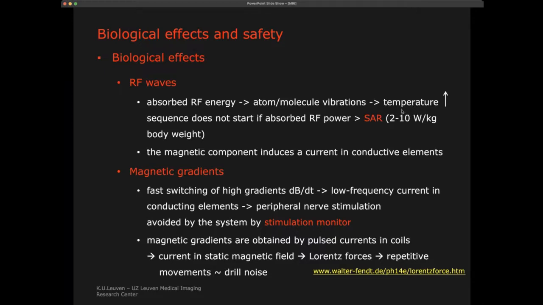And so there's a maximal energy that you can use for the RF waves in order to do that. Similarly, with the gradients, as I told you before, very fast switching gradients can induce currents in the body and could cause, for example, nerve stimulation. And so these are the things that can happen.